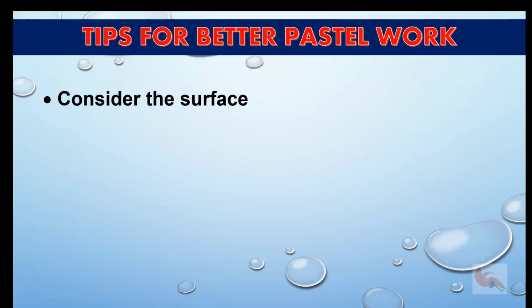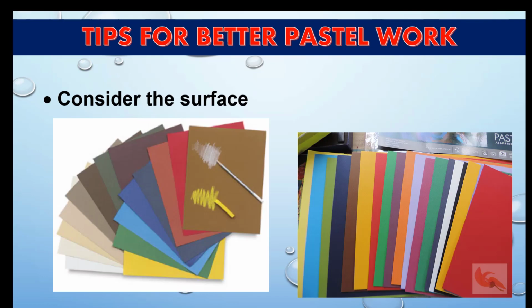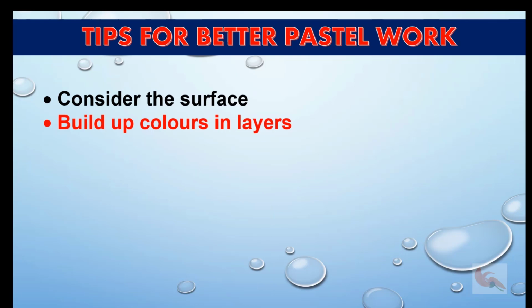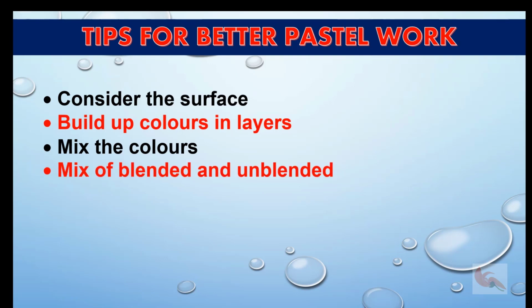Consider the surface, that is paper. Choose the right paper, white or toned, slightly smooth for detail work and rough for textured work. Build up colors in layers. Do not go for just a single color. Building up in layers creates space and distance much more easily. Sometimes mix the colors rather than applying the readily available shade. That will give not only variety but also match the overall color homogeneity.